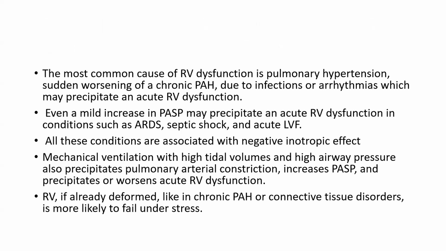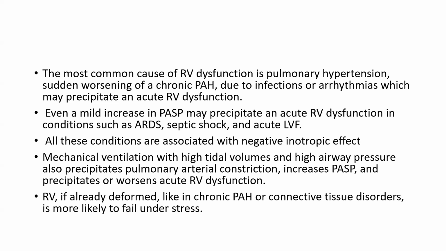The most common cause of RV dysfunction is pulmonary hypertension. Sudden worsening of chronic PH due to infection or arrhythmia can precipitate acute RV dysfunction. Even a mild increase in pulmonary arterial systolic pressure may precipitate acute RV dysfunction in conditions such as ARDS, septic shock, and acute left ventricular failure.